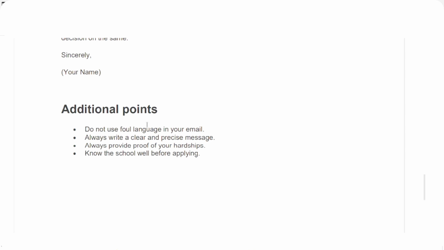Thirdly, always provide proof of your hardship. It is always necessary to provide proof because there are tons of people that are also sending letters for application fee waiver. So it is always necessary for yours to be unique, yours to be special. Okay, and lastly, know the school well before applying. Always try to do your research. Apart from what you get on a YouTube tutorial and all that, it is always necessary you visit the website, try to read about the website, to go through a lot of articles about that particular university or institution before ever you try pushing for an application fee waiver or even sending an application to the university.